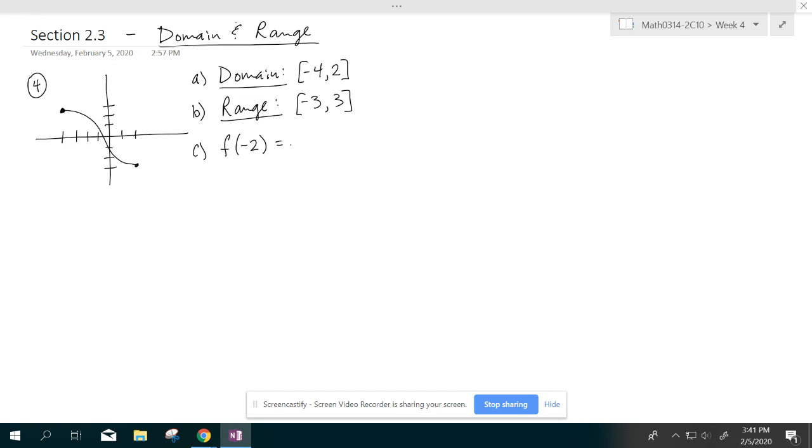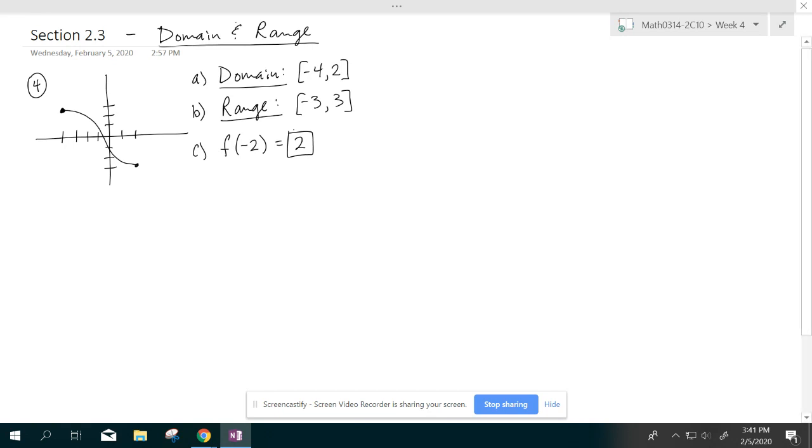Okay, so here's x is negative 2, and the y is how high? I'm thinking 2. f of negative 2 is 2. Does everybody see why? I'll do it again. If I go to negative 2 on the x-axis, then I'm going to go up until I hit the graph and see how high that is. So f of negative 2, the graph is up at 2.